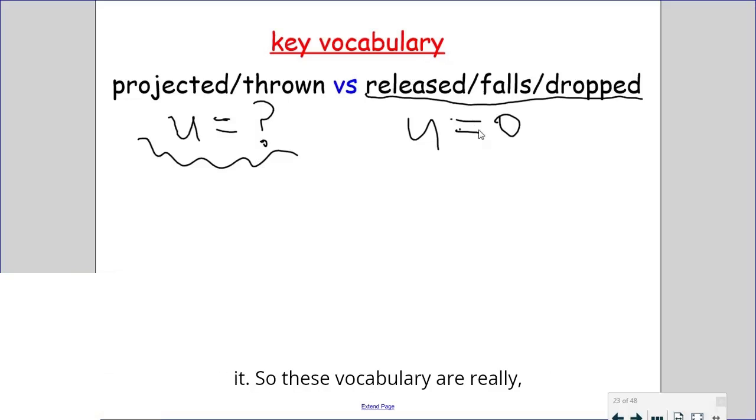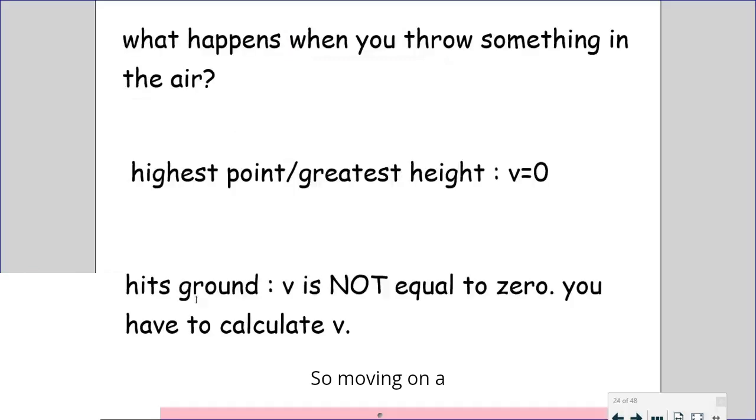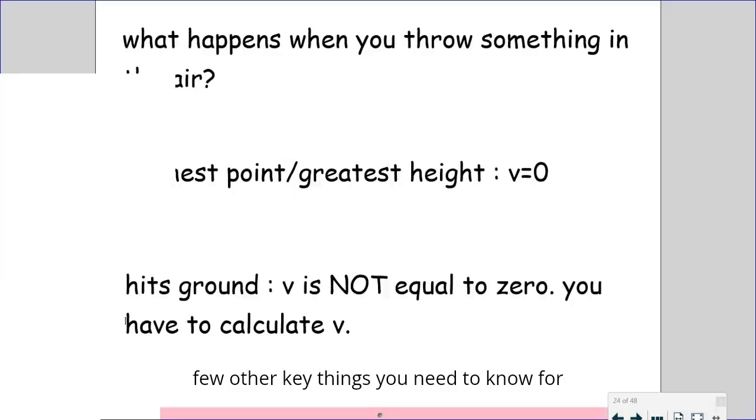So this vocabulary is really, really important. There will be more important words and questions which I will show you as we go along, but these are very important to know. Right, so moving on. A few other key things you need to know for vertical motion.